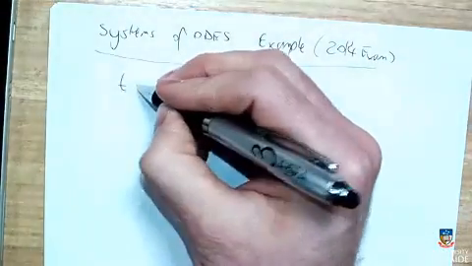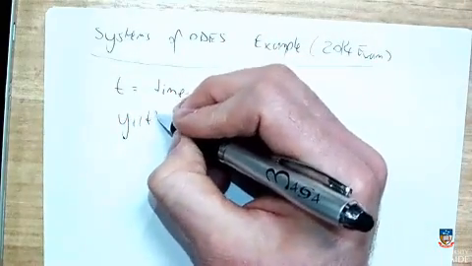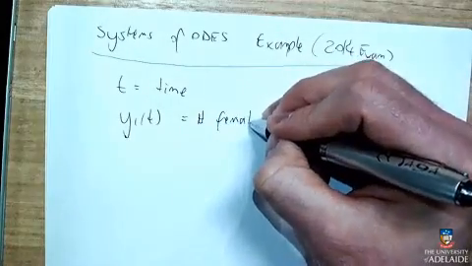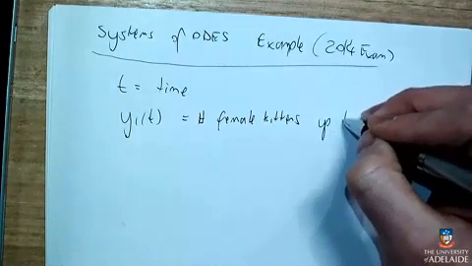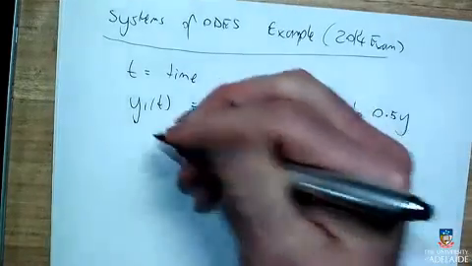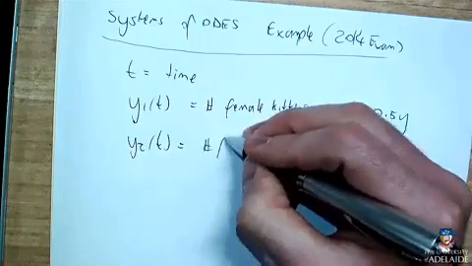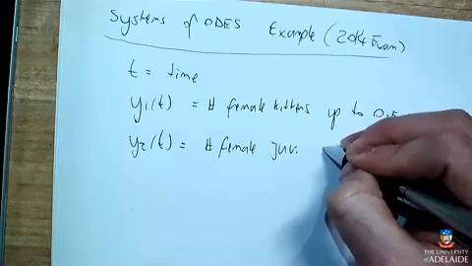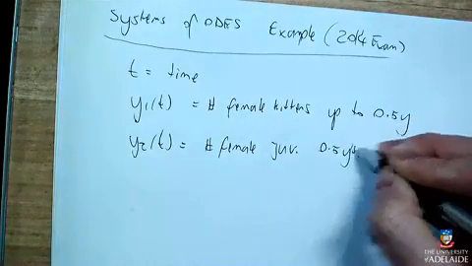Okay, T is time. Y1 of T is number of female kittens up to 0.5 years. Y2 of T is number of female juveniles from 0.5 years to 1.5 years.